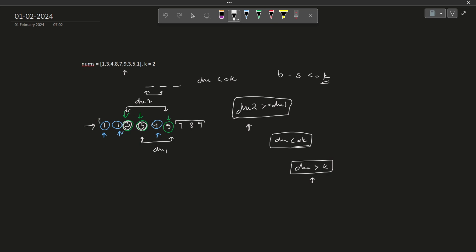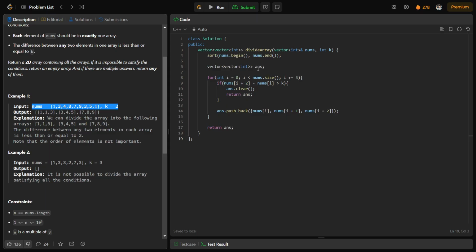I just sorted the array and formed groups of size 3 like this, all the 3 consecutive elements. So if I show you my code, you can clearly see I've sorted the whole nums array and I've created a two-dimensional answer vector. Now I'm going to traverse the array, starting from 0 and incrementing I by 3 each time.